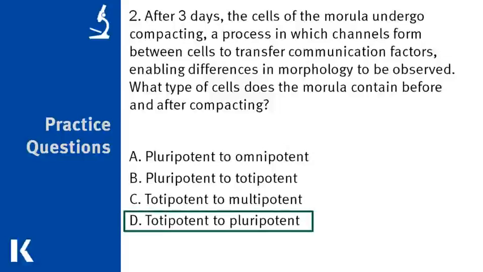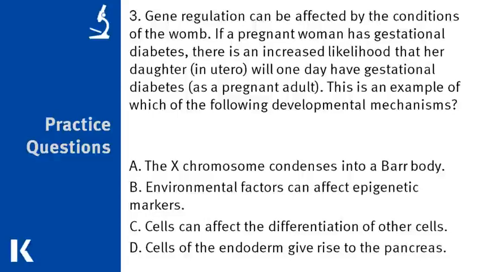As a quick note, C is incorrect because multipotent cells are far more restricted in terms of the number of cell types they can become, and we're only losing a bit of potency as a morula. Let's finish strong on our final practice question. This question asks us to associate a developmental mechanism with problems during pregnancy. Take a second and pick an answer.